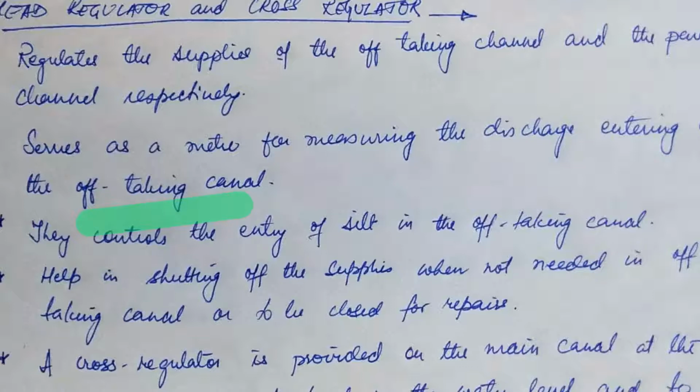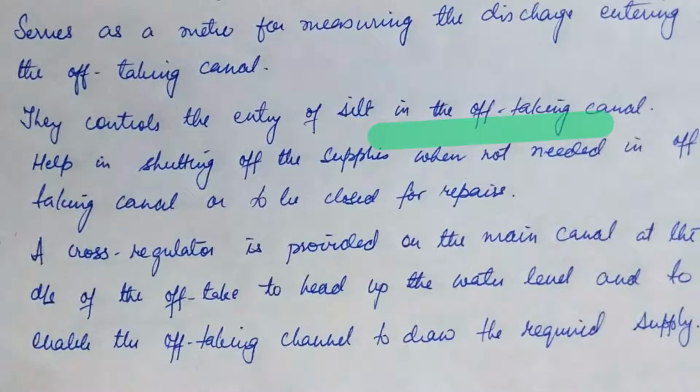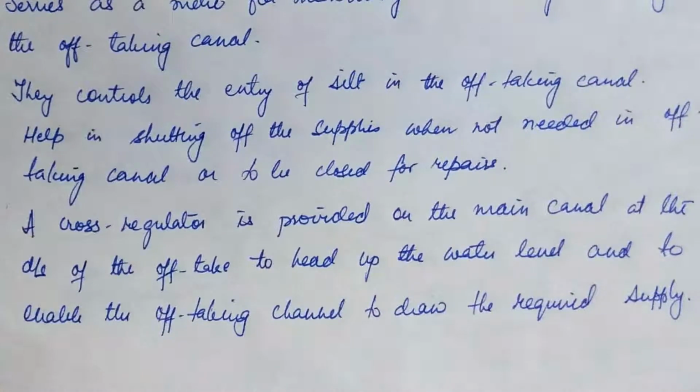There are many uses of these head regulators and cross regulators. They control the entry of silt in the off-taking canal. They help in shutting off the supplies when not needed in the off-taking canal or when it is to be closed for some repair work. We need a cross regulator, which is provided on the main canal at the downstream of the offtake, to head up the water level and to enable the off-taking channel to draw the required supply.